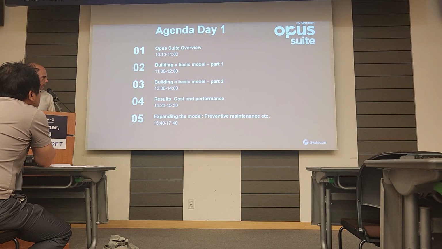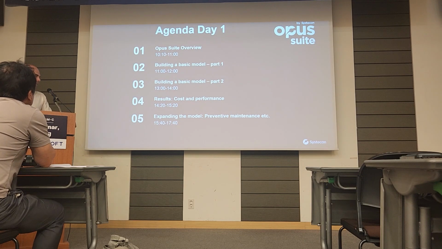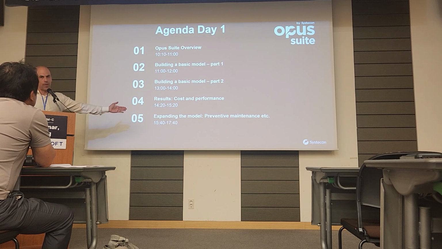We're going to finish off today with the first step of expanding the model. You remember yesterday I showed you that at the core of the OPUS Suite, you have the basic model and then you can expand it gradually. And this is what it's all about. We will start with building a basic model and we will take one direction, the direction of preventive maintenance and resources, just in order for you to get a flavor of how you continue to build up this fairly basic model.